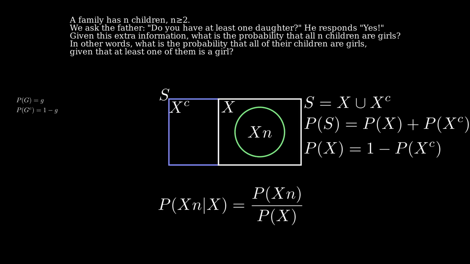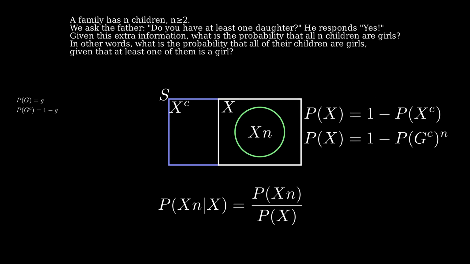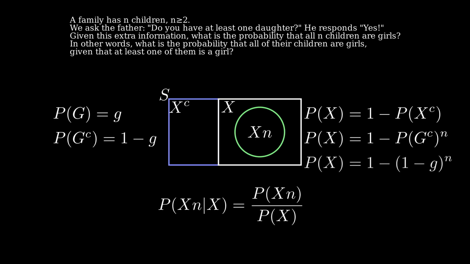Considering that the probability of each child's gender is independent of each other, the probability of an outcome with n not girls is simply the probability of not being a girl to the power of n. Note that we already defined the probability of not being a girl. With that, we have the probability of X. Let's update our main equation.